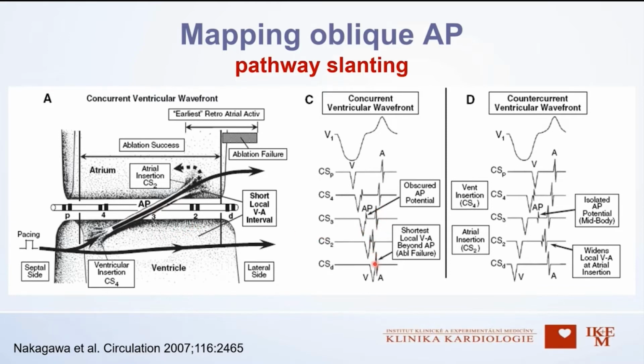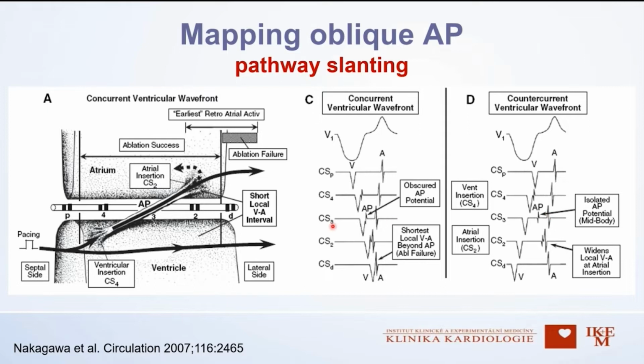Generally, if you measure just the shortest VA interval, it will be somewhere in the distal pole, somewhere here, although the accessory pathway is here. So this would be an accessory pathway potential. This would also be an interesting area to ablate, and this would be a good target, although the signal doesn't look that appealing.